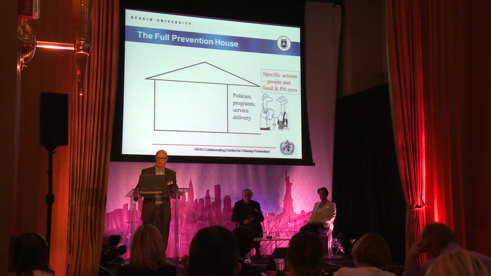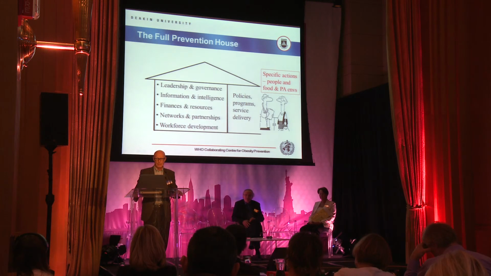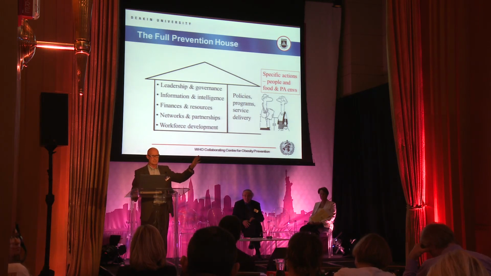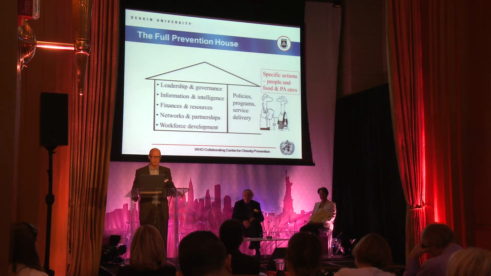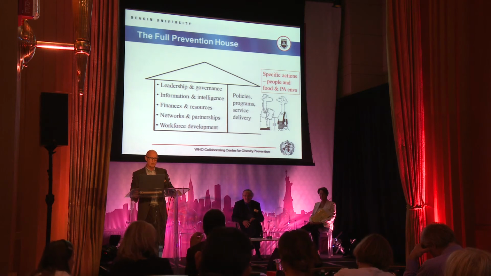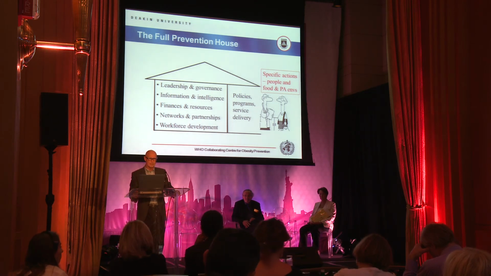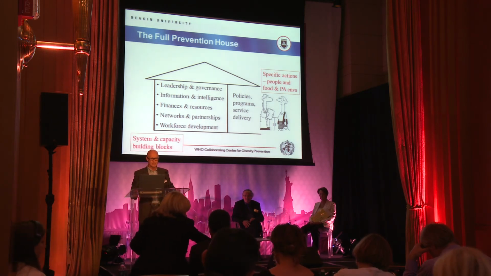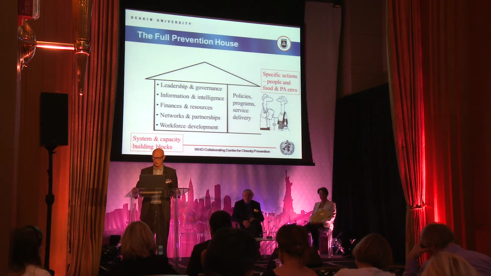And that tells us about these specific actions on the people and some of their specific food and physical activity environments. But then we've got this back of the house stuff. This is the stuff that we pay less attention to unless you focus people on it. These 5 building blocks of community capacity, and they're the same building blocks as they are for systems. So this is the system and capacity building blocks.